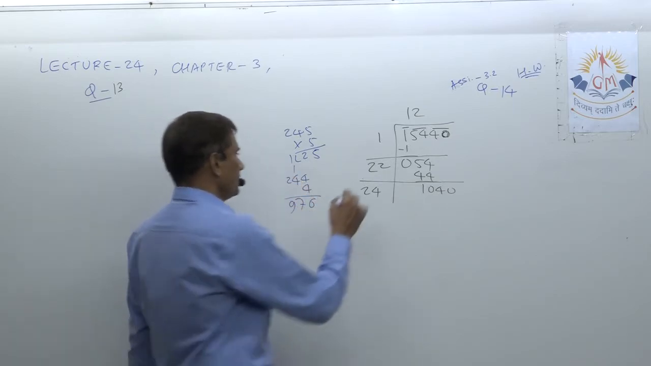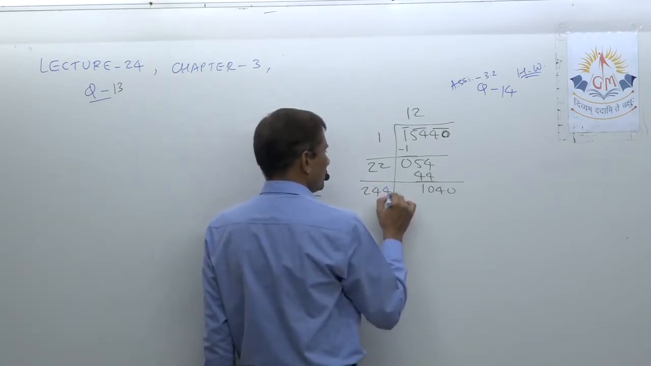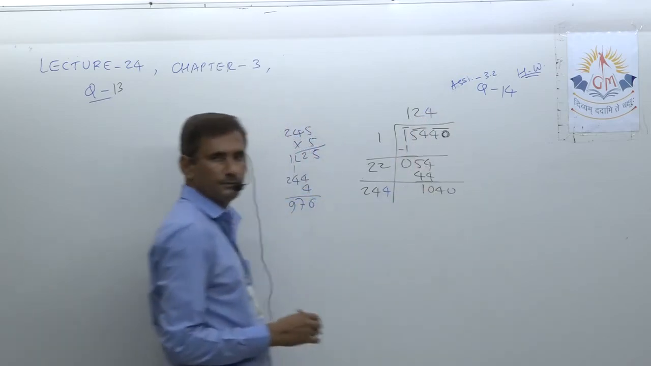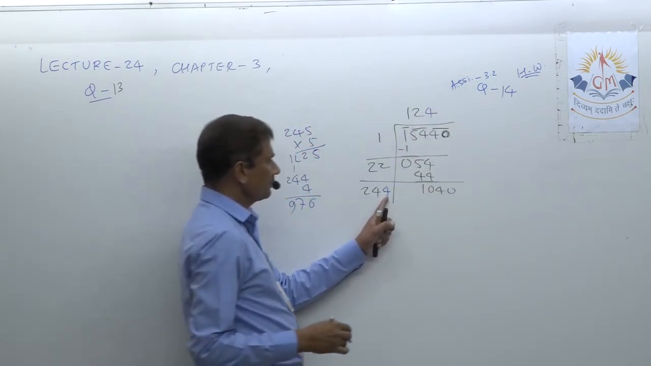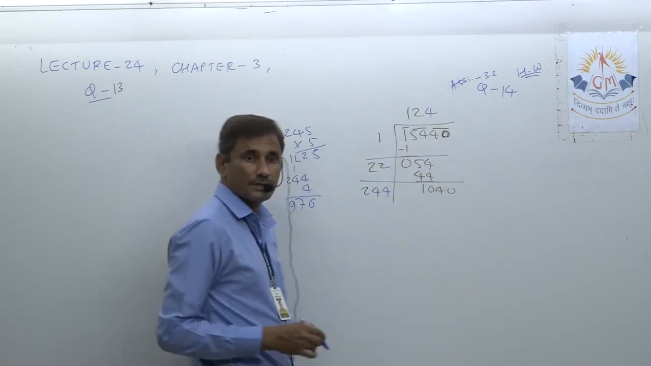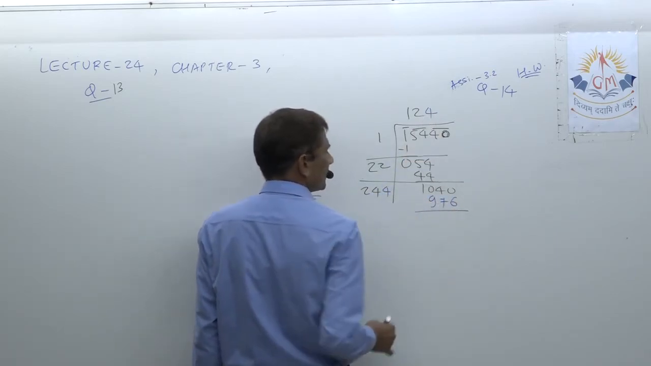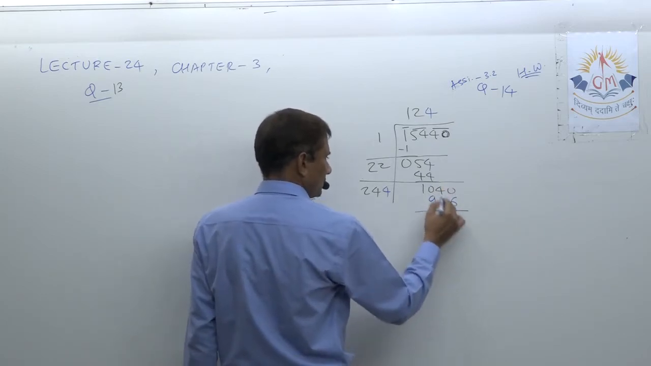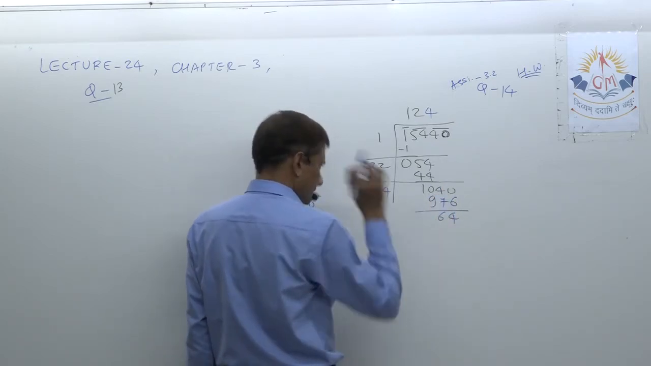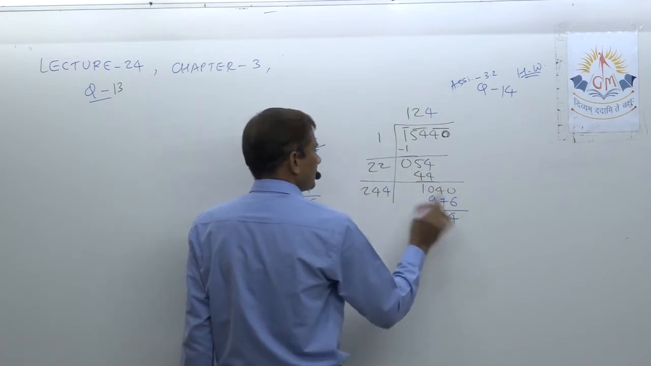So now it is 244 into 4. Understood? What number you write here should be written there also. So it is 976. So 10 minus 6, 4. 13 minus 7, again 6. And here 0 left.